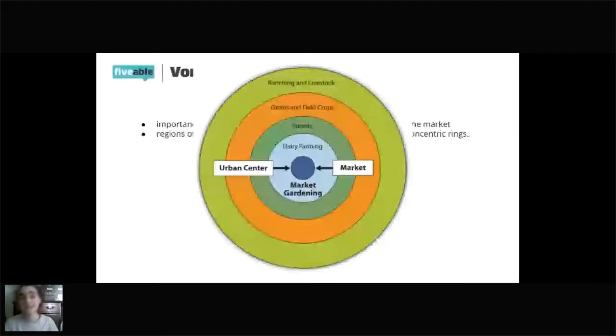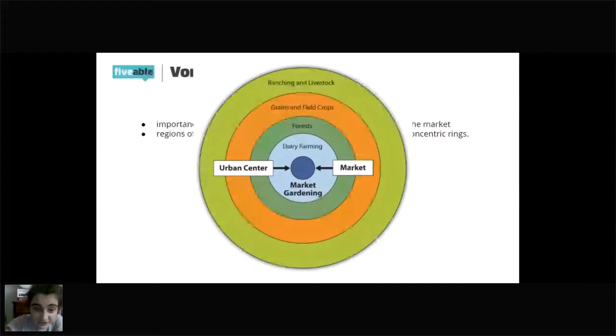Can you guys type down something in the group chat of why dairy farming would be the closest to the market as opposed to, say, ranching and livestock? You guys know? That's right, they are perishable. So it would not be efficient to have dairy farming very far, because they're not going to last that long. They're going to spoil and then they're not going to be sold, so there is no reason for them to be that far.